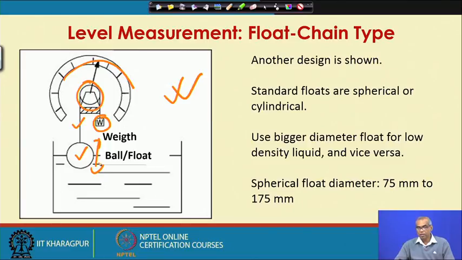Standard floats are spherical or cylindrical. We should use bigger diameter float for low density liquid and vice versa. So, use bigger diameter float for low density, use smaller diameter float for high density liquid. Typically, a spherical float will have diameter in the range of 75 millimeter to 175 millimeter.